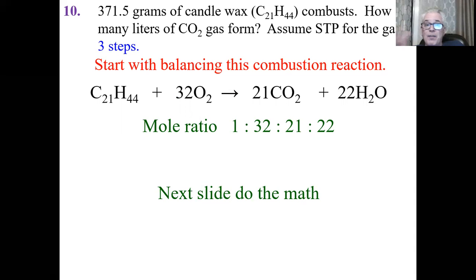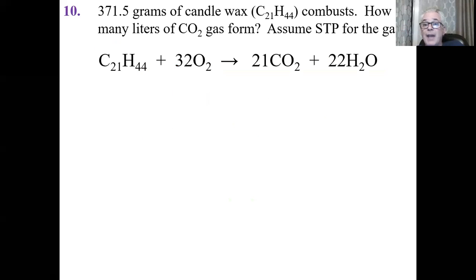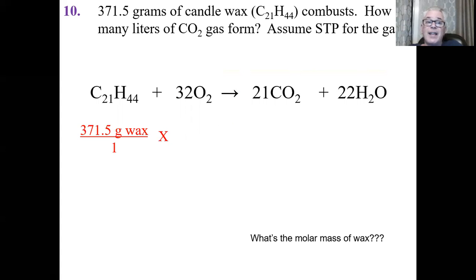We start on mass island and convert the mass of wax into moles using the molar mass. So here we go. That's our starting point. We're going to take 371.5 grams of wax. Now, in order to convert this into moles, we need, look at the bottom right. What's the molar mass of wax? We've got to do that.